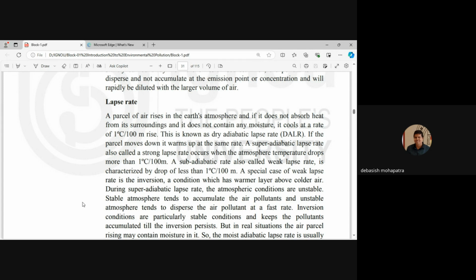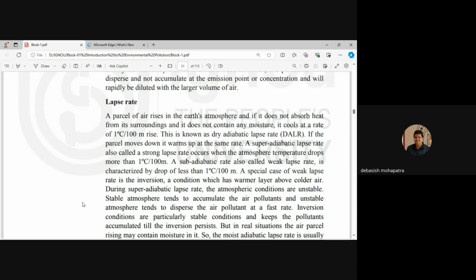So a super-adiabatic lapse rate, also called a strong lapse rate, occurs when the atmospheric temperature drops more than 1 degree per 100 m. A sub-adiabatic rate, also called a weak lapse rate, is characterized by a drop of less than 1 degree per 100 meter. A special case of weak lapse rate is the inversion, a condition which has a warmer layer above colder air.